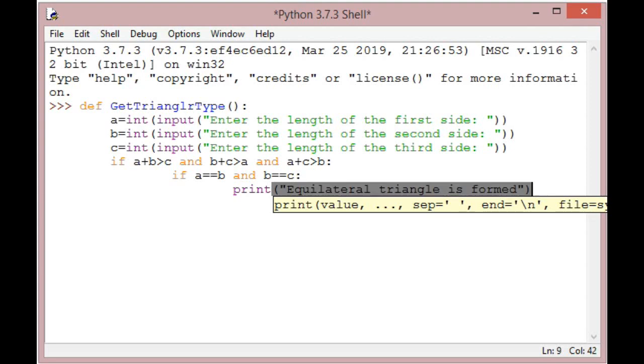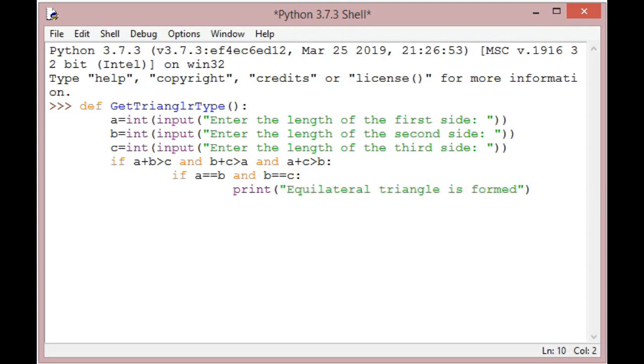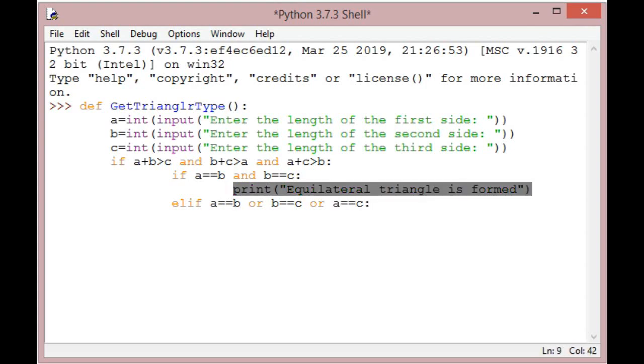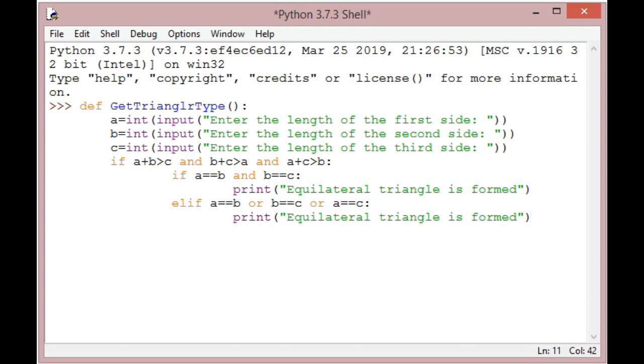Now what? We will write elif, and this time what should be the condition? We should check whether A is equal to B, or B is equal to C, or A is equal to C. And what shall I write? Isosceles triangle is formed. And now else, I write scalene triangle is formed.